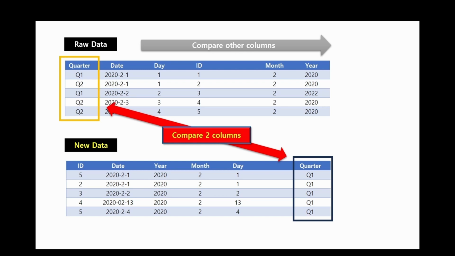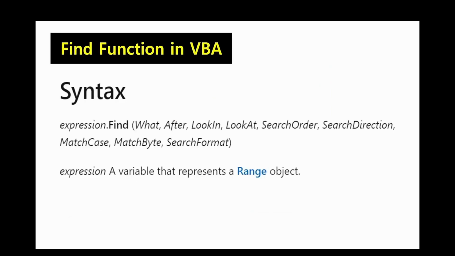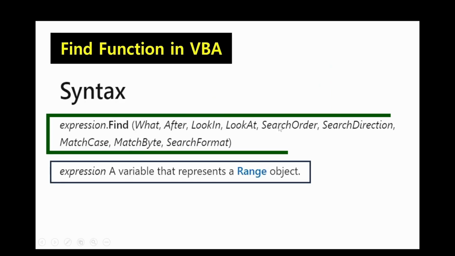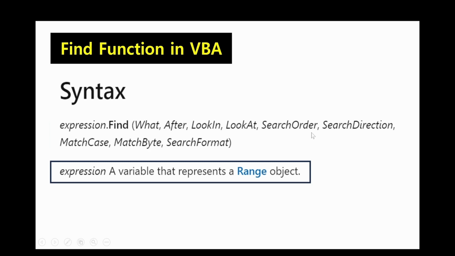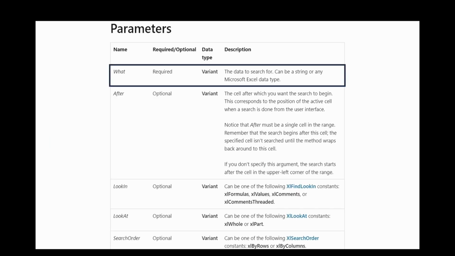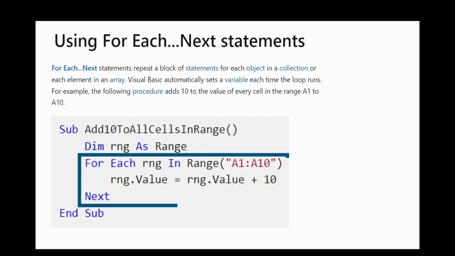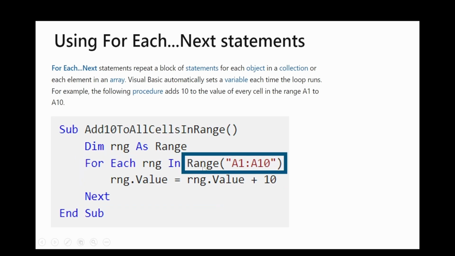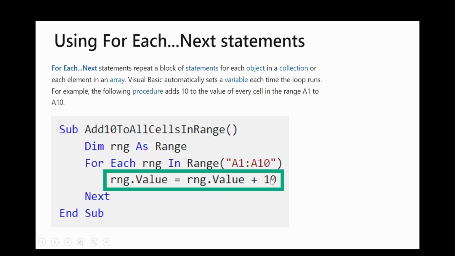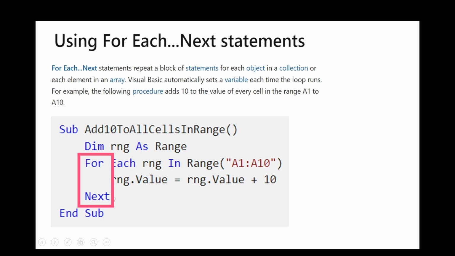In order to do that, we need to find the function. It is a range object. It has a lot of parameters. In detail, only one part is required, which is the search word. However, we are going to use LookIn and LookAt as well. The next function is the For Each Next statement. The main idea is that under this range, we will check each cell and then give a certain action here. After that, it moves on again. That's how looping works.